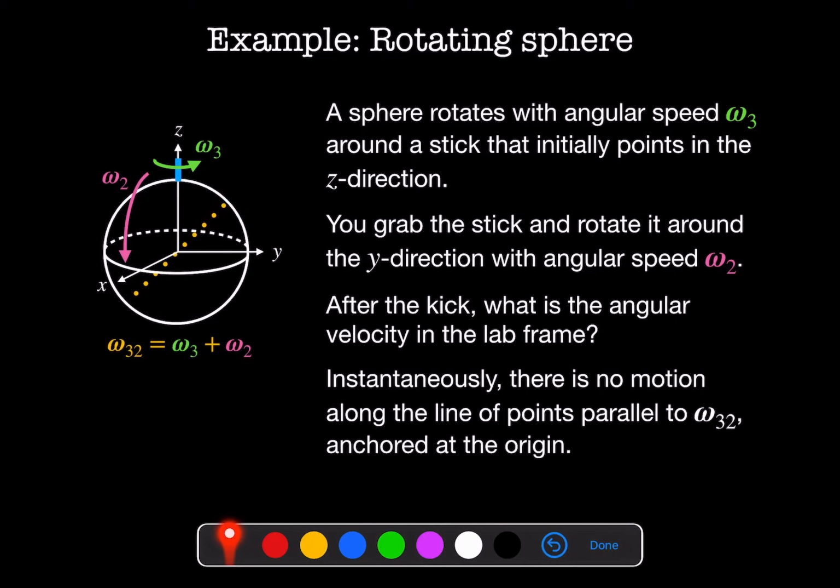As the motion continues, the vector omega 3 will change directions. While the new rotation will still be omega 3,2, equal to omega 3 plus omega 2, there won't be a single fixed line of points throughout the whole motion. This is an example of why coordinate systems that are fixed to the objects might be more convenient. We know that omega 3 is always going to be rotating about the direction that this stick is pointing in, while omega 2 is some direction orthogonal to that.